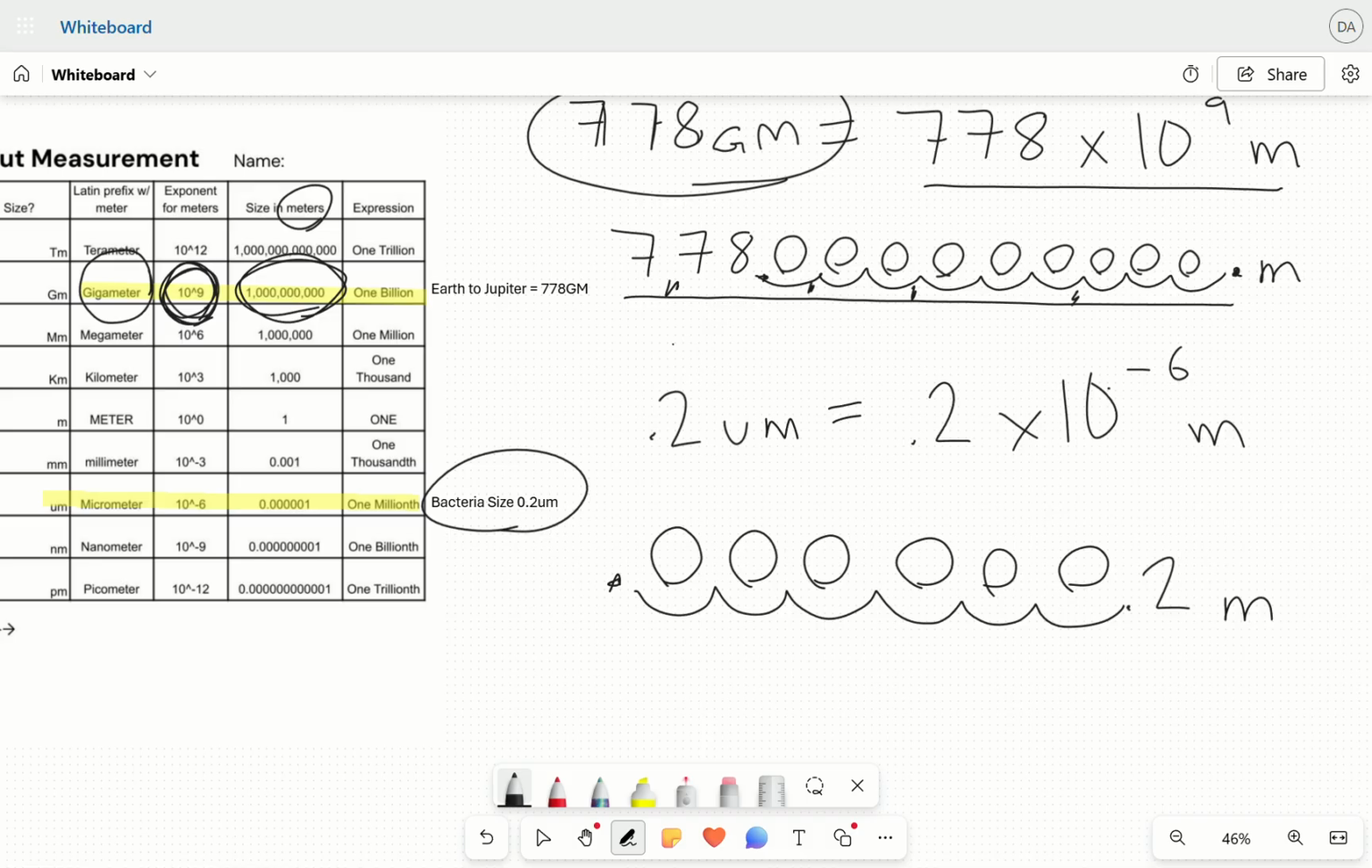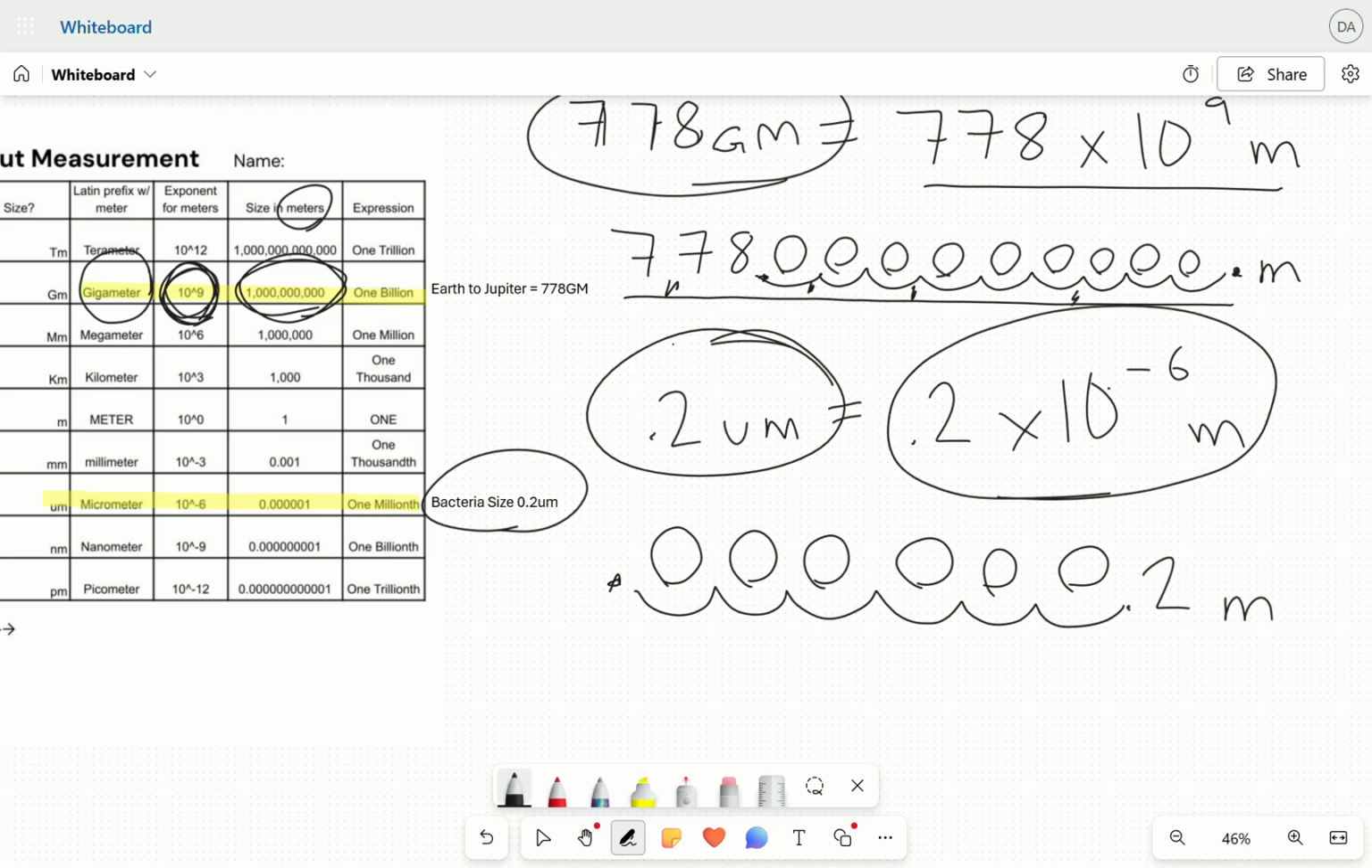So remember, a meter is just like a meter stick. It's a little bit longer than a yard, but micrometers are a very, very small fraction of a meter. So I know the size of bacteria is 0.2 micrometers, is the same exact thing, same distance as saying 0.2 times 10 to the power of -6 meters. And if I were to write out in the long form, this would be the length of it in meters, all the same distance. I hope that helps.